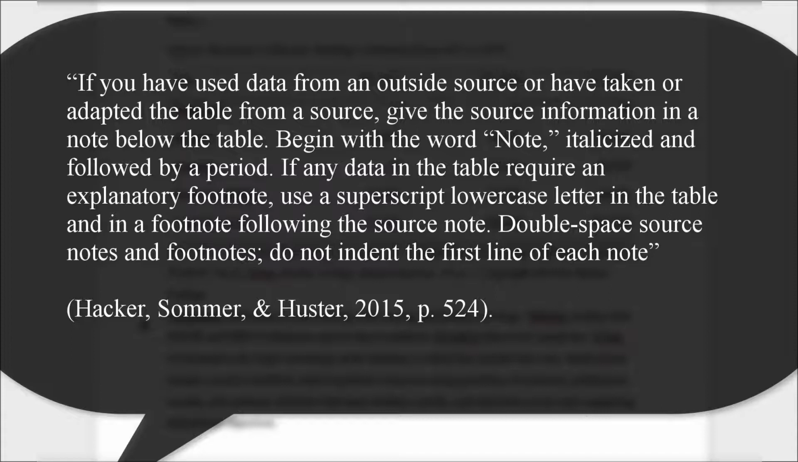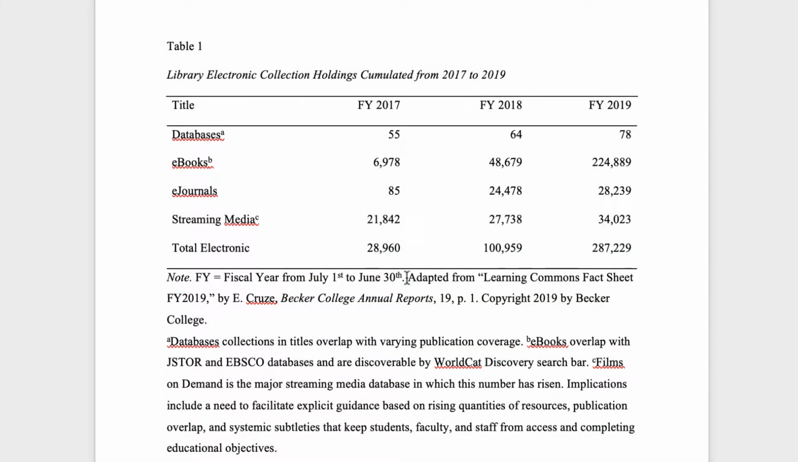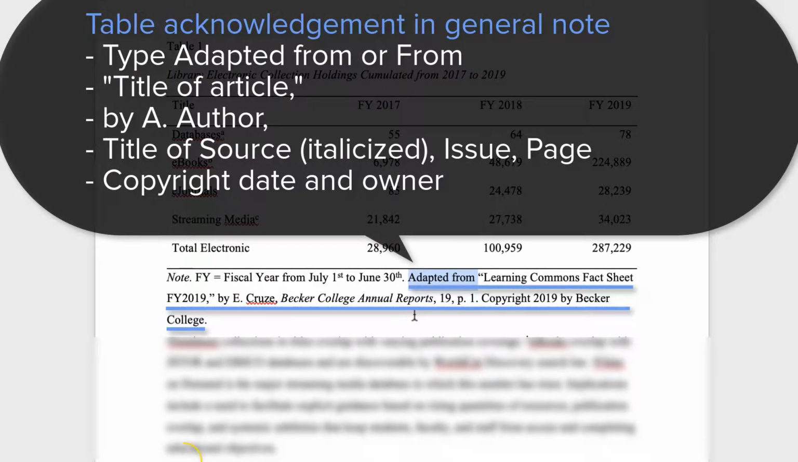If any data in the table require an explanatory note, use a superscript lowercase letter in the table and in a footnote following the source note. Double-space source notes and footnotes. Do not indent the first line of each note. Here in the general note are defined abbreviations, details, and the acknowledgement, which is like a reference citation, but formatted a little differently.